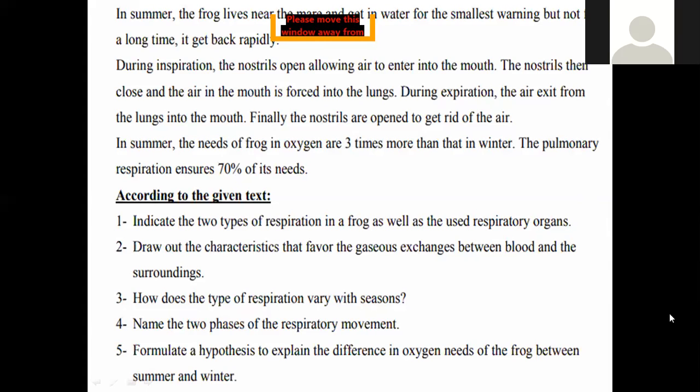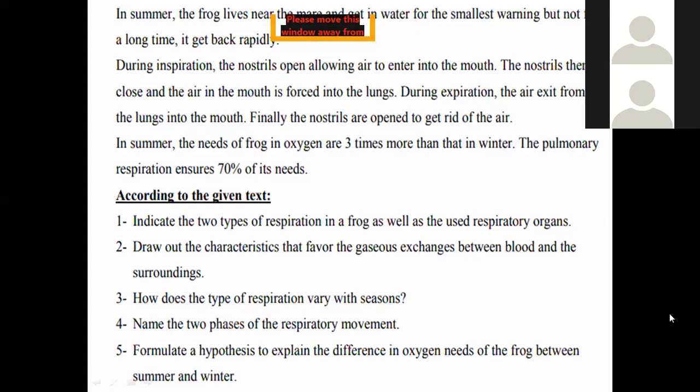Okay, let's move to choose other than Ali. Karam, what do you think? Karam Atwi, what do you think? What is your hypothesis? Why do the frogs need oxygen 3 times more in summer than in winter?